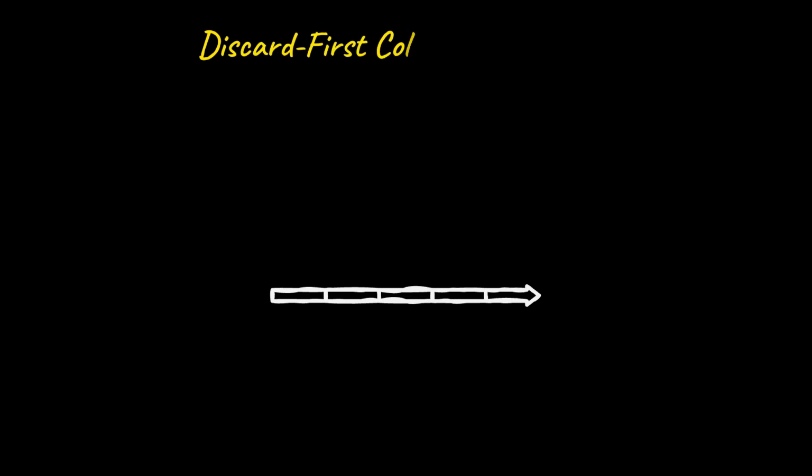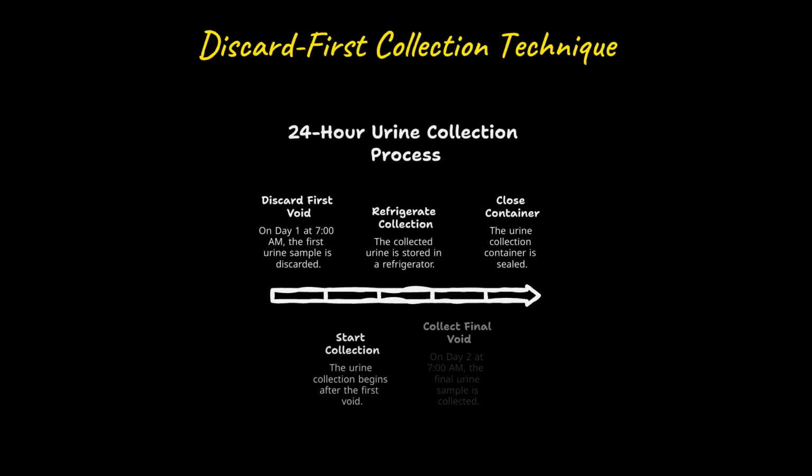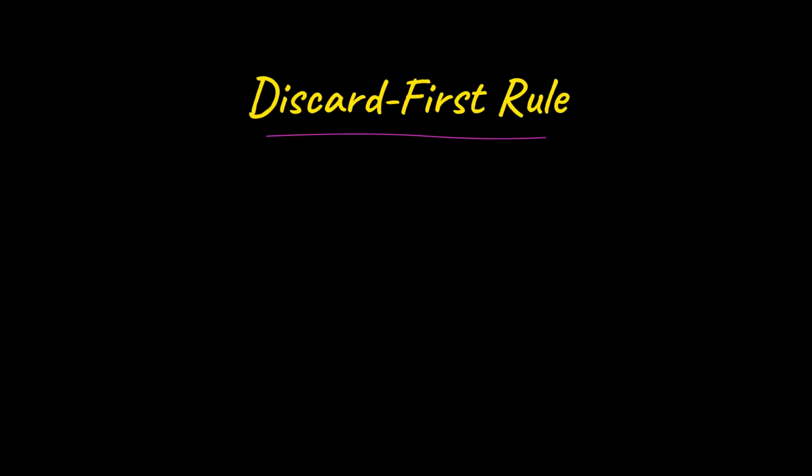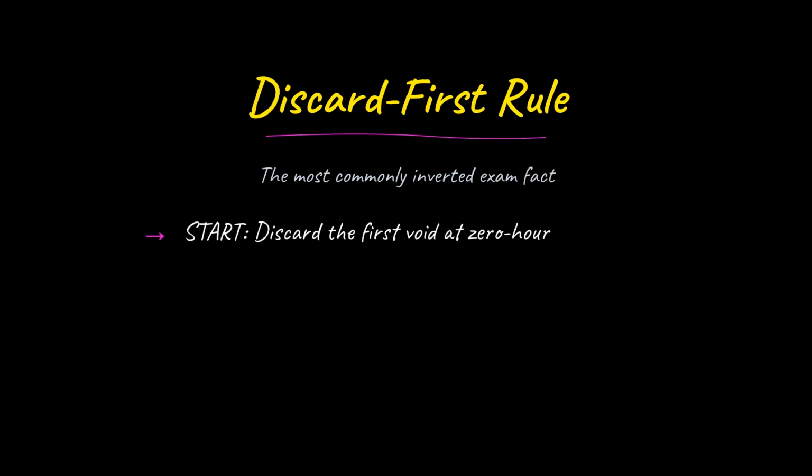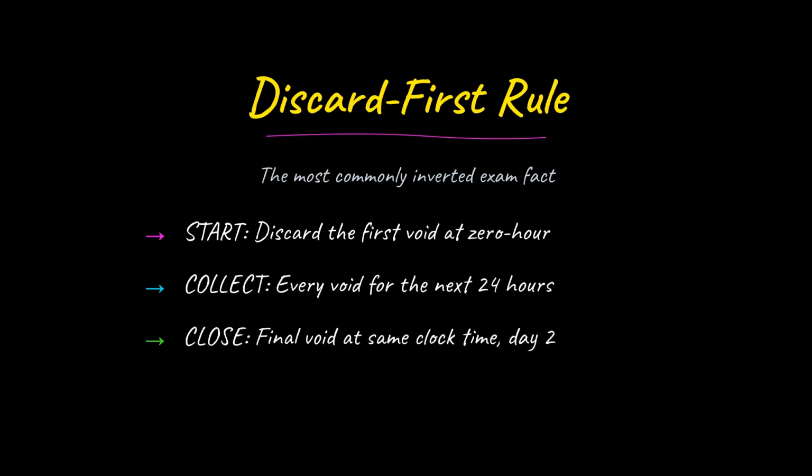The technique begins counterintuitively. At the start time, the patient discards the first void because that urine accumulated before the clock started. Every void after that goes into the refrigerated container, including the final void at the same clock time the next morning. Students often invert the rule and start collecting immediately, but that captures urine made before the window opened. Discard first, then collect through the same clock time next day.